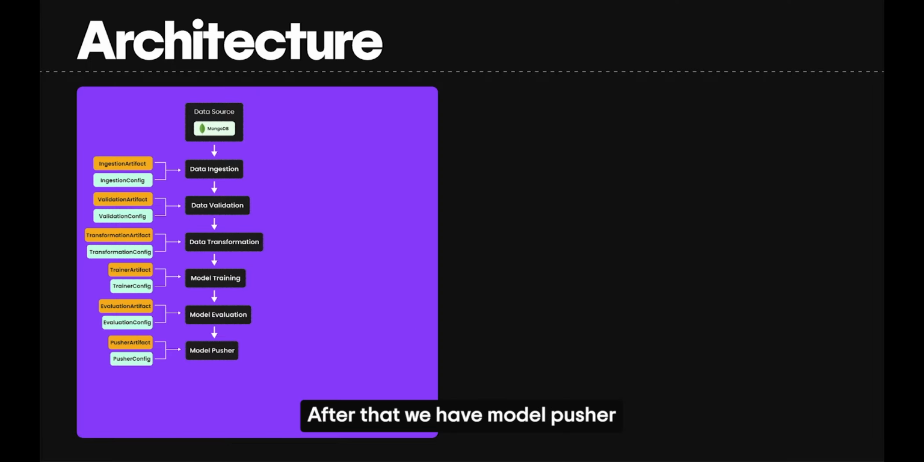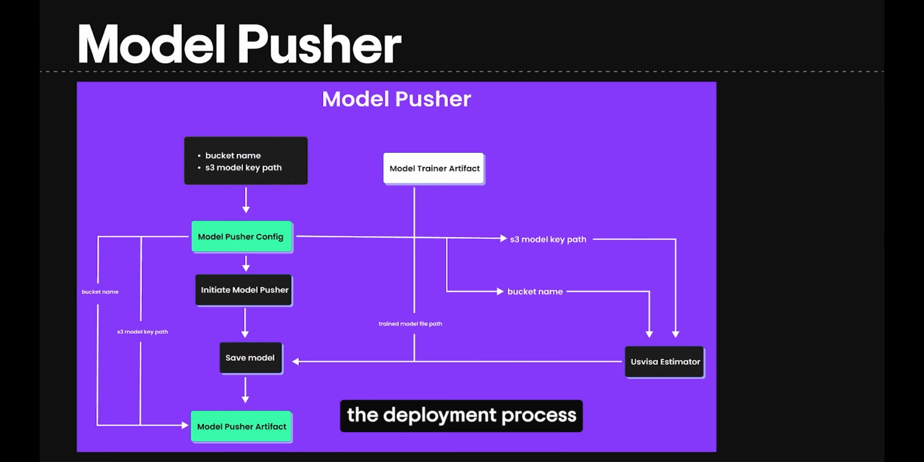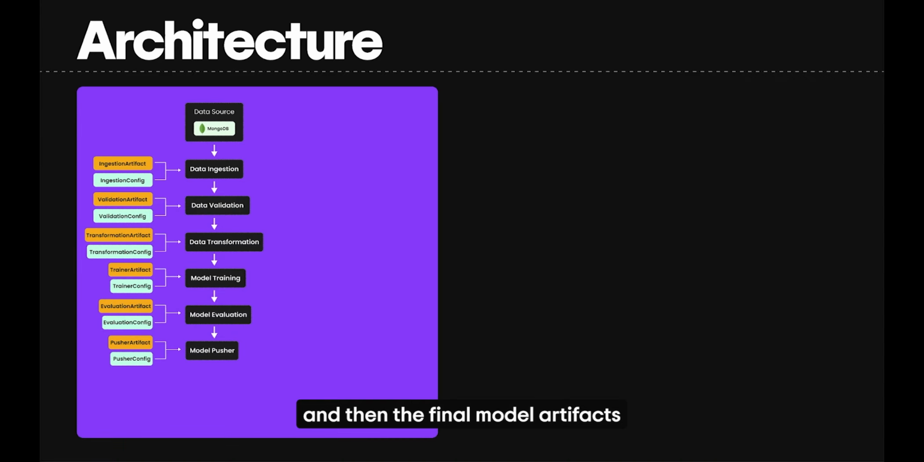After that, we have model pusher. This component finalizes the deployment process by saving the trained model and pushing it to the specific S3 bucket. This ensures that the model is accessible for real-world use through the US visa estimator system. And then the final model artifacts, such as the trained model pickle file, are stored securely in the AWS S3 bucket.